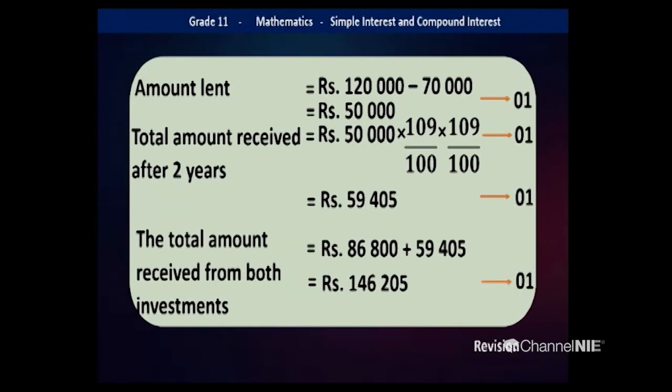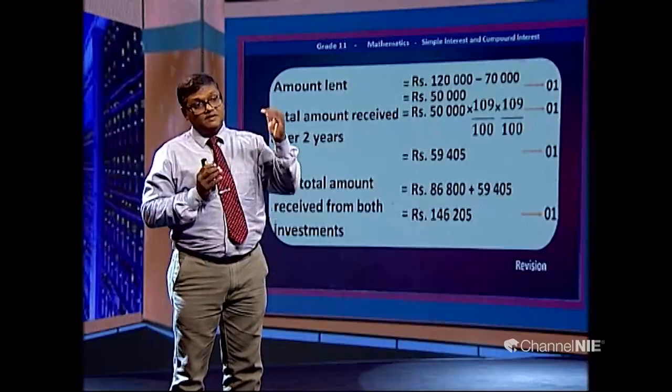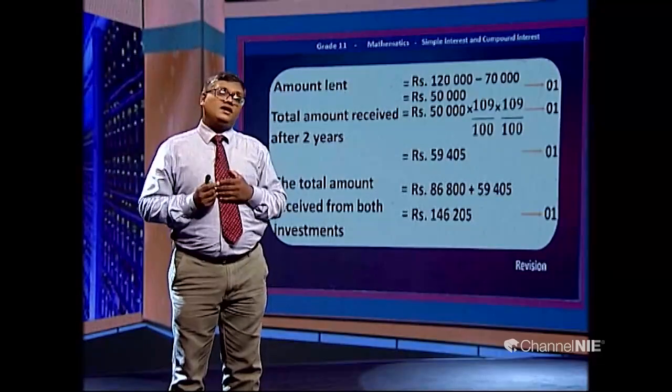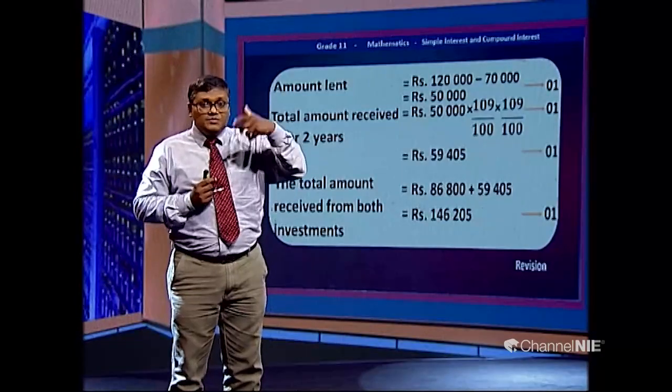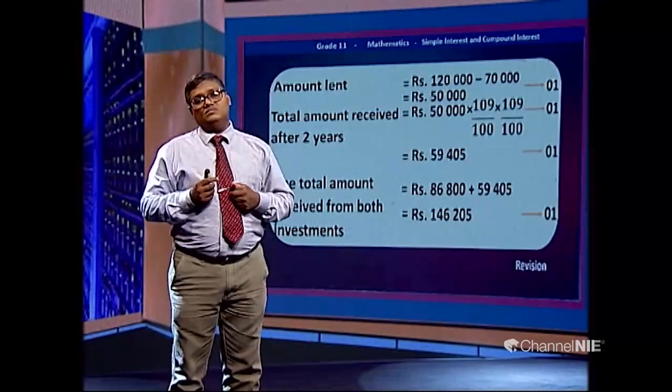After that, the total amount 146,205. Having calculated the income or the total amounts from both investments, the grand total income 146,205. Now see, they give only 2 questions, but we have to follow several steps to find that particular answer. Therefore, these steps should be analyzed by you.